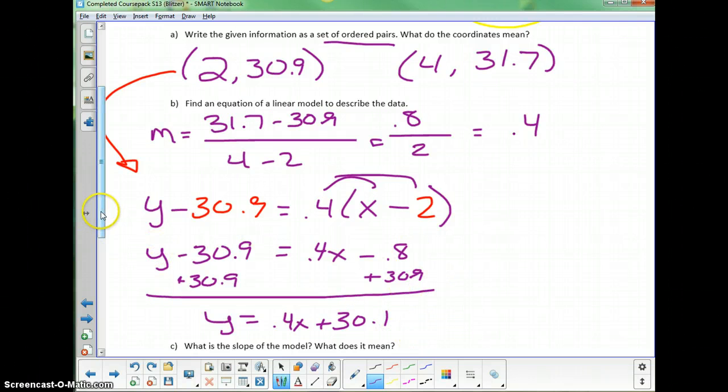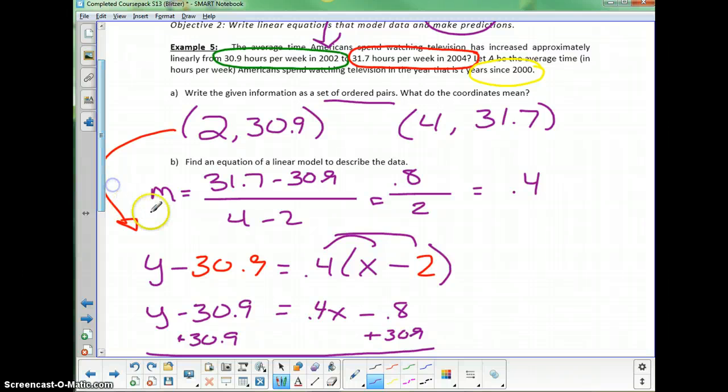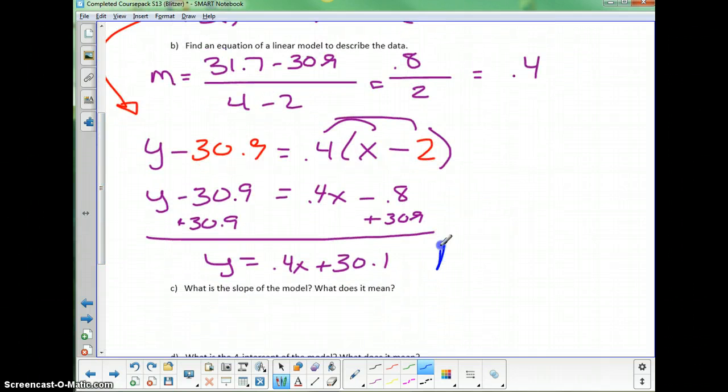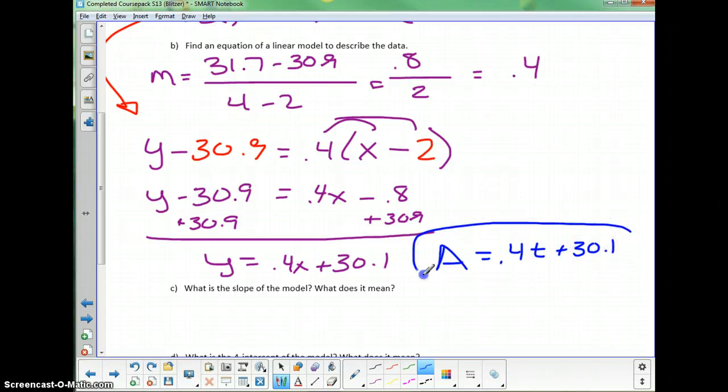Now, if I go back up and look real quick, they did want me to use different variables for this equation. They said, let's write this equation, but we're going to write it with A being the hours per week and T being the years. I kind of scribbled over that earlier. But I'm just going to change it from x and y to A and T. So this would be A equals 0.4T plus 30.1. The variable that I use is important if I'm going to type the answer into my math lab. They're going to want me to use the correct variables.